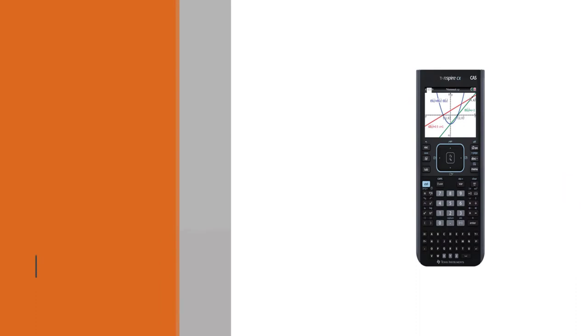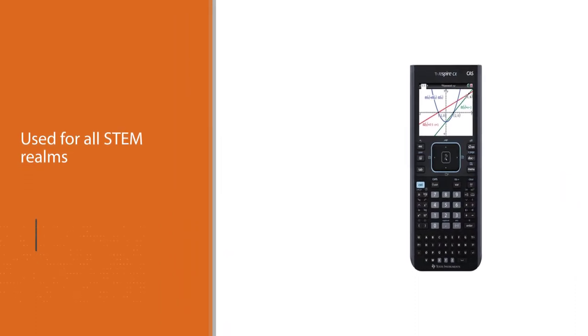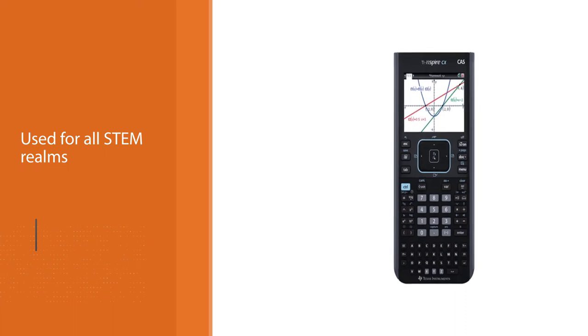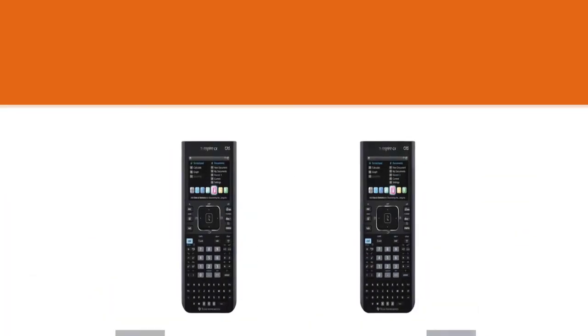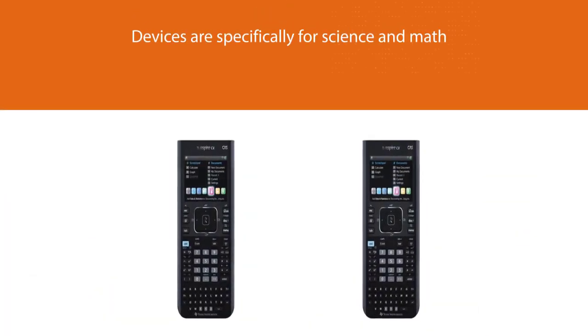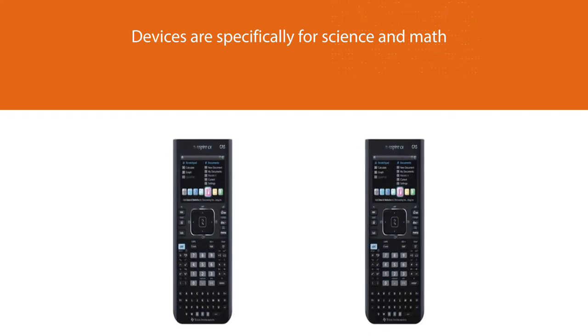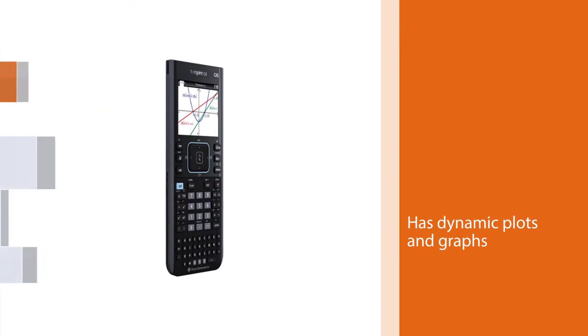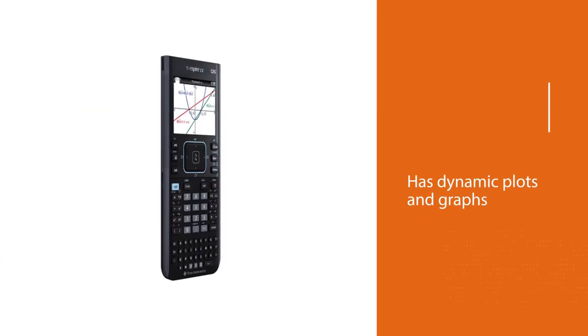The graphing capabilities of this device make it unique, for it has dynamic plots and graphs that you can project on additional TI Nspire devices. This device has an impressive storage memory of over 90 megabytes. The TI Nspire CX CAS has a 320 by 240 pixel screen with a backlit display.